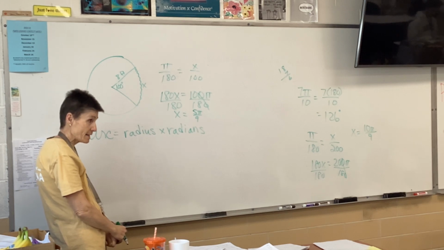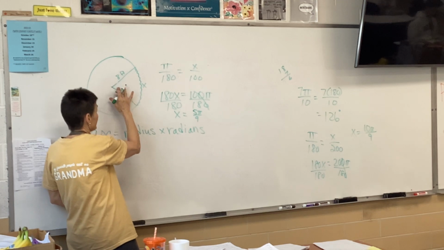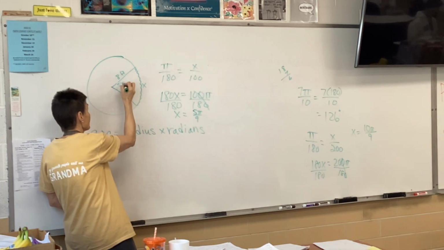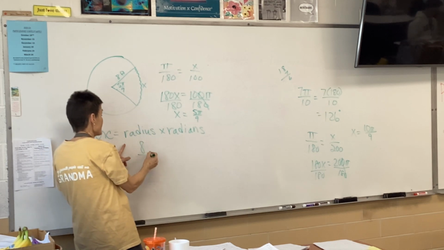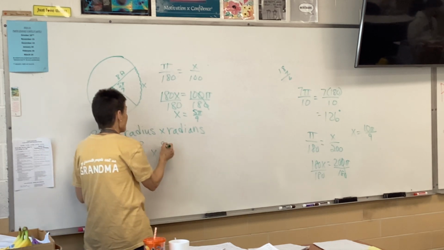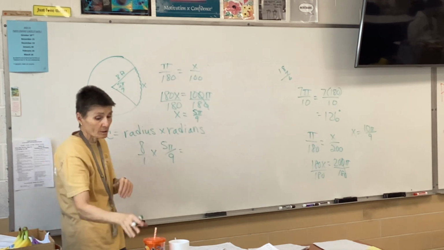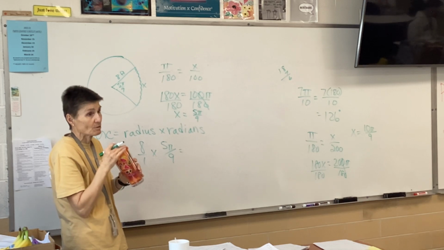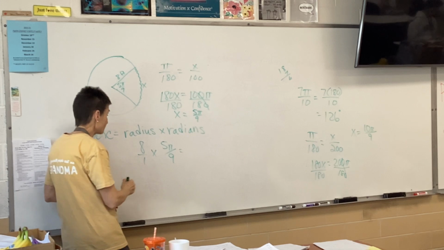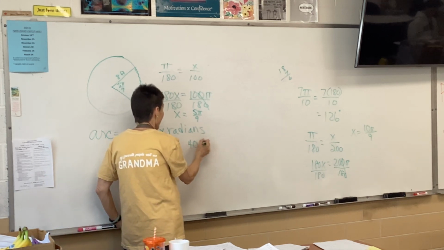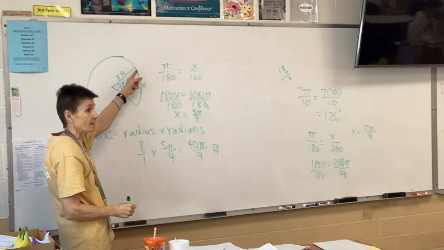Now, is that the answer to my question? No. That is my angle. My angle is 5 pi over 9. My formula says take your radius times your angle, and that will always give you your arc length as long as your angle is in radians. 40 pi over 9 feet is the measure of that arc right there.